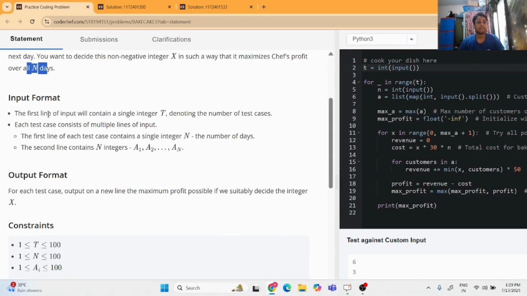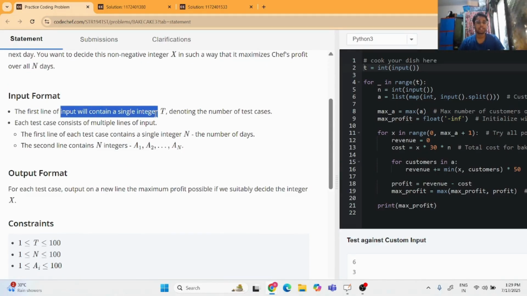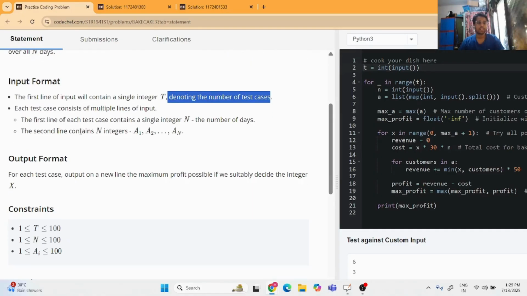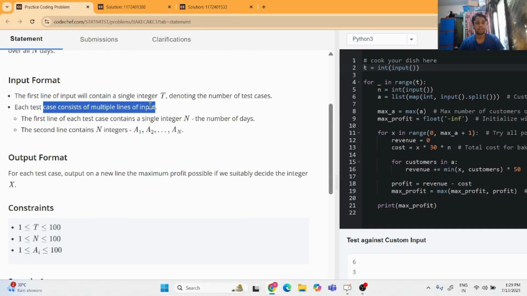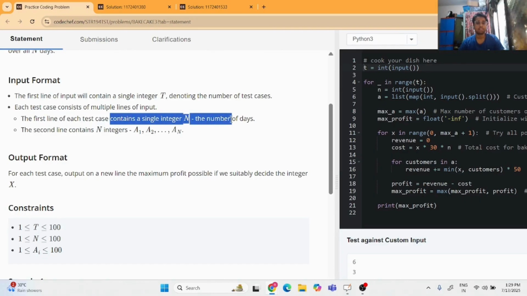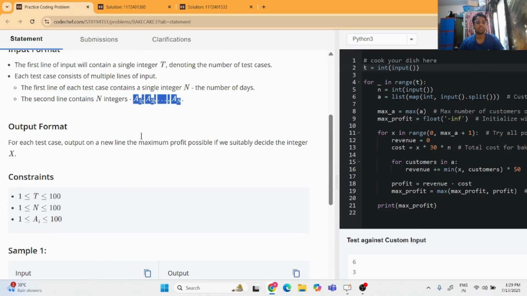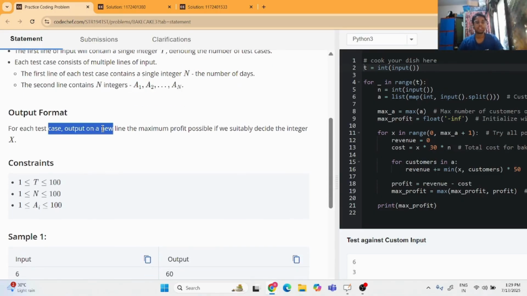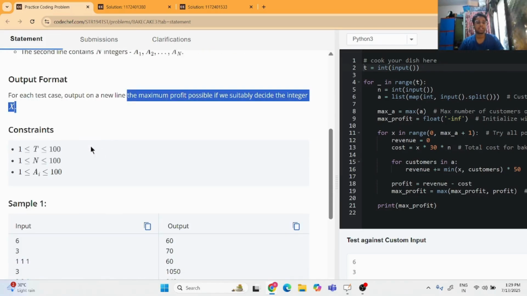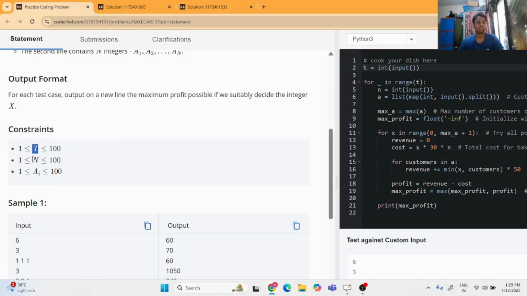n days. Input format: the first line of input will contain a single integer T denoting the number of test cases. Each test case consists of multiple lines of input. The first line of each test case contains a single integer n, the number of days. The second line contains n integers a1, a2 till a_n. Output format: for each test case, output on a new line the maximum profit possible if we suitably decide the integer X. Constraints: T lies from 1 to 100, n lies from 1 to 100, a_i lies from 1 to 100. So guys, now let's understand the sample test case in the question more precisely over here.